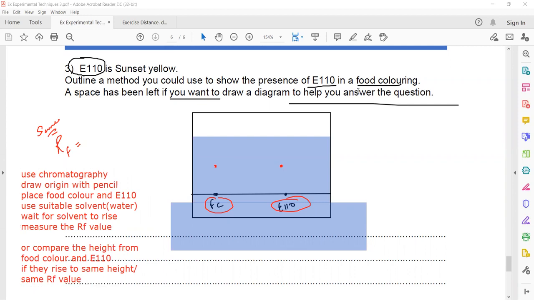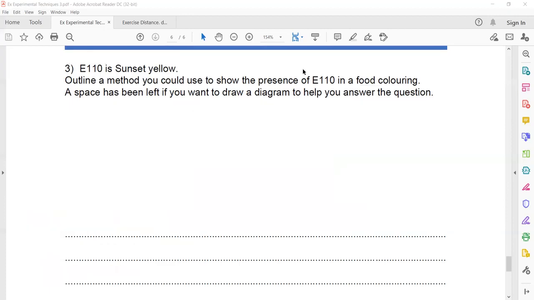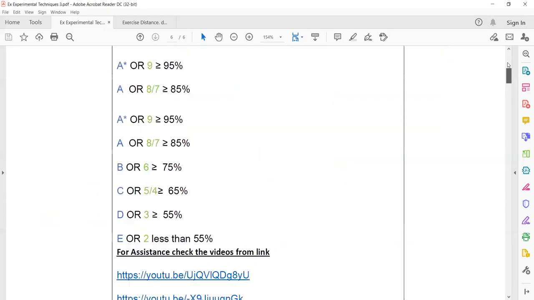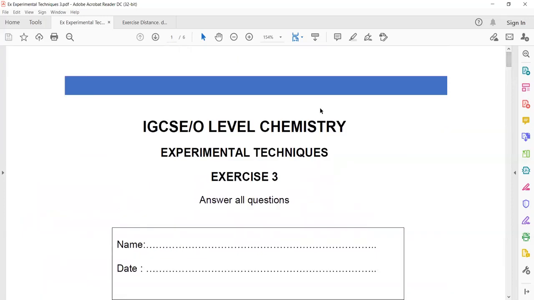Is it clear? Discussion 3. Any doubt or a question? So this was exercise 3, which was a weekly homework related to experimental techniques.